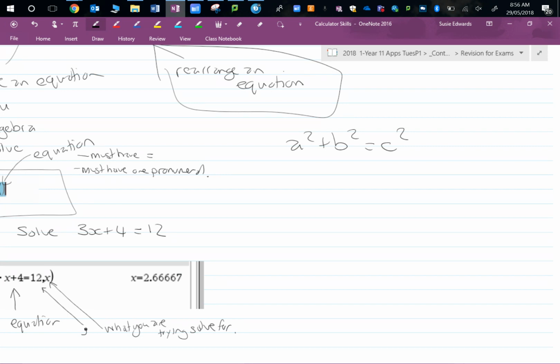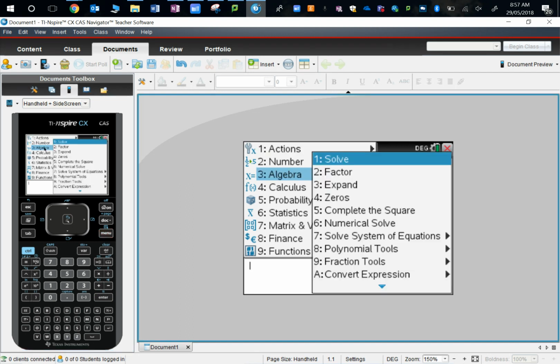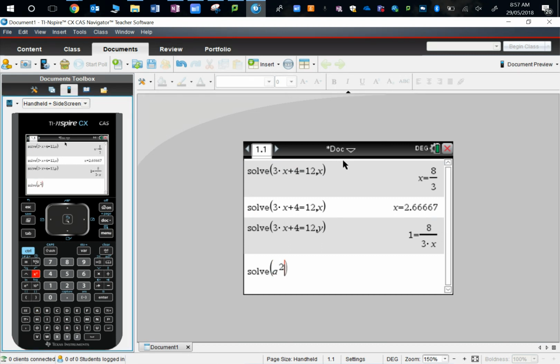So instead, what I can use is the solve function here. So what buttons do I press? Menu, algebra, solve, okay, and I'm going to say a squared plus b squared equals c squared. Okay, that's my formula. Now there's 3 pronumerals in there, so I'm not going to be able to find an answer for what A equals or B equals or C equals, but I can rearrange it so that something is the subject.